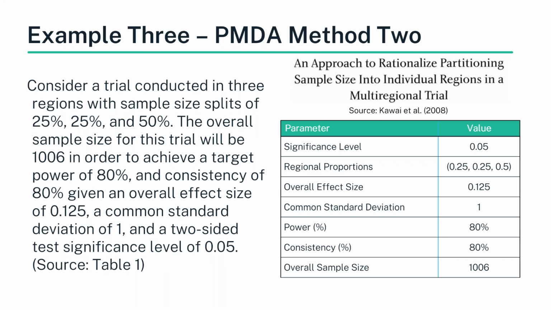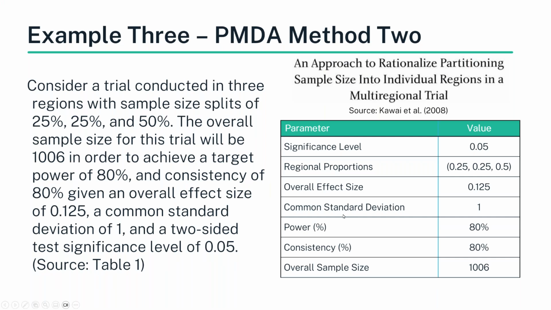And so, imagine that the sample size was to be split 25%, 25%, and 50% among each of the 3 regions. Then an overall sample size of 1006 is going to be required to achieve target power of 80% and a consistency of 80%. I'm assuming an overall effect size of 0.125 and a common standard deviation of 1.